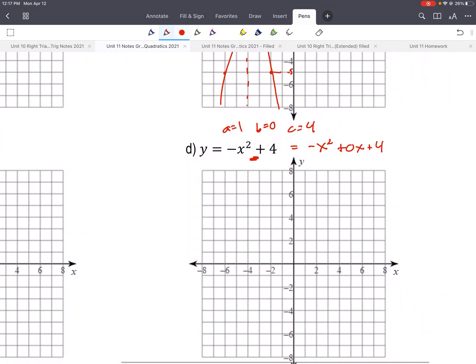So if we were to graph that, we'd find our axis of symmetry, that would be 0 over 2 times -1, which gives you 0, and then plug in and we'd get y equals 4. So our vertex is here, and it would go down. So something like that. You can always check and make sure that it crosses the y-axis at the right spot. Here it crosses at 4. And we've got that, okay?